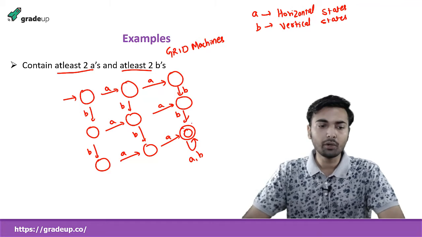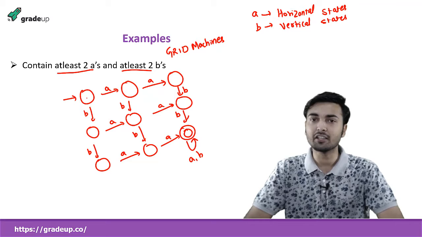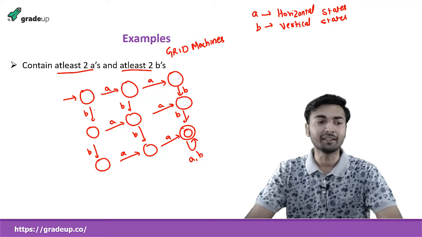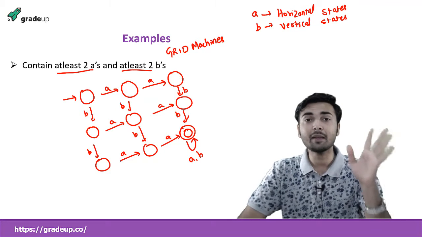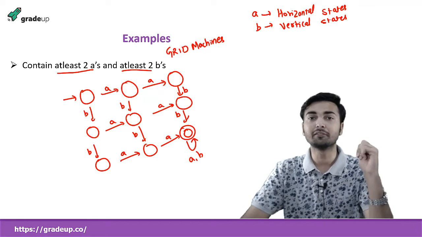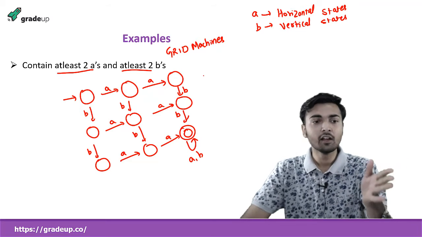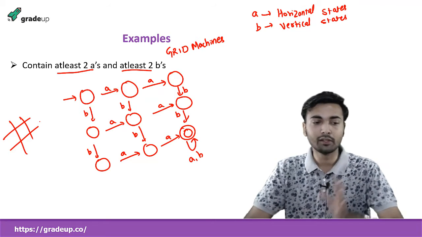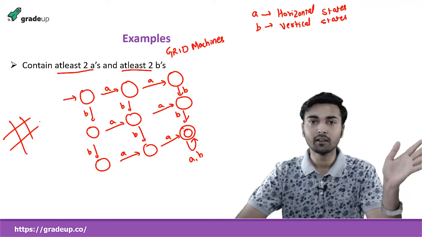Now, see, to reach this state, you can follow any path from the initial state, but that will contain at least 2 A's and at least 2 B's. See, B, A, B. You can check any path. At least 2 A's and at least 2 B's will be there. Cleared? Any problem in this? So this is a grid machine. It looks like a grid. Grid is something like this. That's why I said it is a grid machine. Got it? Any doubt in this?